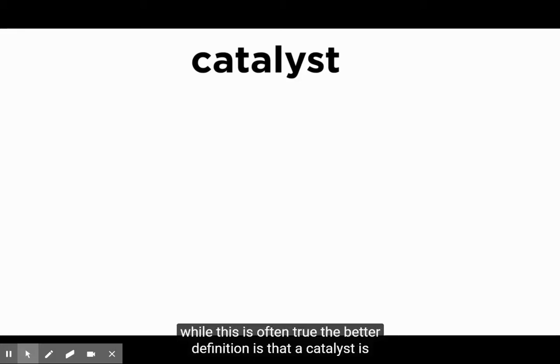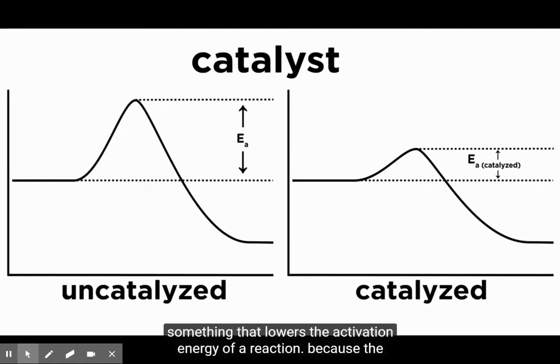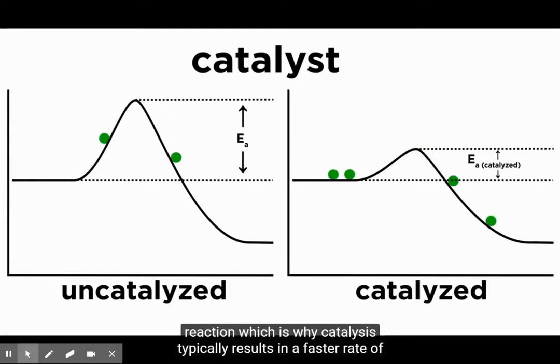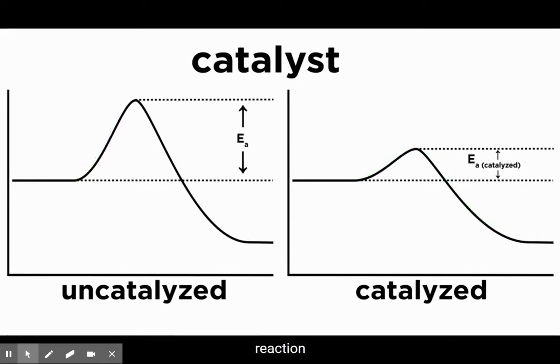Most people would refer to a catalyst as something that speeds up a reaction. While this is often true, the better definition is that a catalyst is something that lowers the activation energy of a reaction. Because the activation energy is lower, many more collisions will result in a successful reaction, which is why catalysis typically results in a faster rate of reaction.